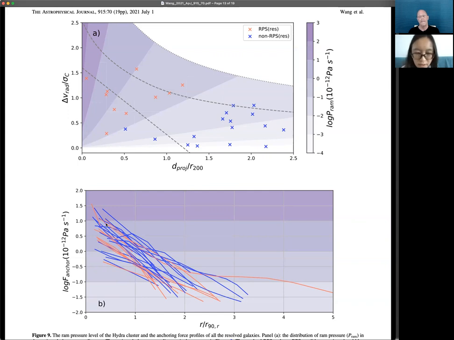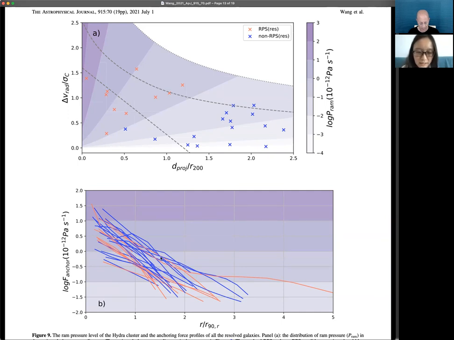To have the ram pressure level exceed that level of anchoring force, the galaxy only needs to sit at a distance of between 1 and 1.5 times R200. Basically, we're comparing the anchoring force level in the bottom to the ram pressure level in the top. So to strip the outermost disk, the ram pressure level needed is not very high. It starts to be enough from close to the virial radius of the cluster.